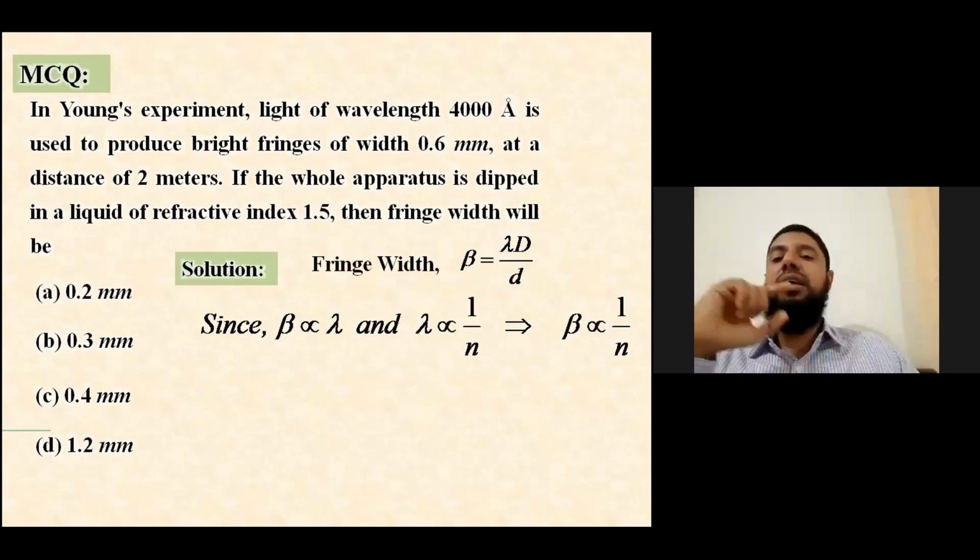They are having a direct relationship. They are directly proportional. But the wavelength is inversely proportional to the refractive index.